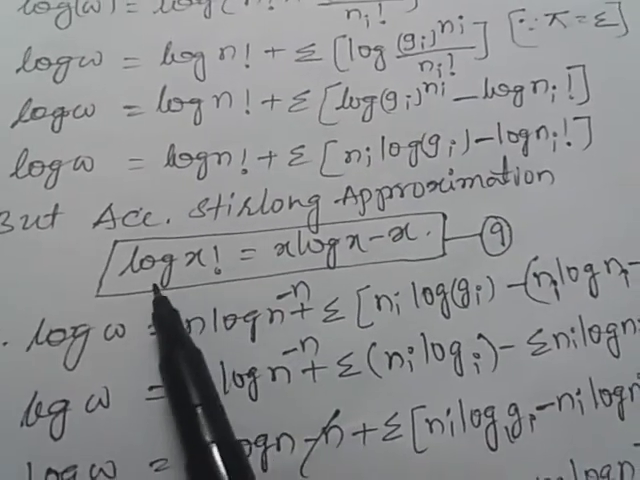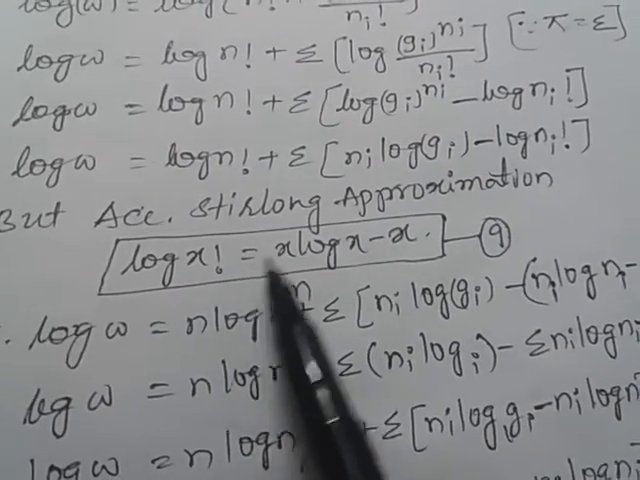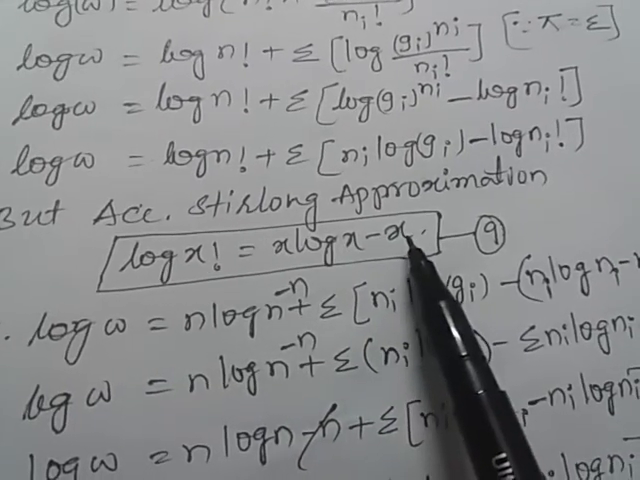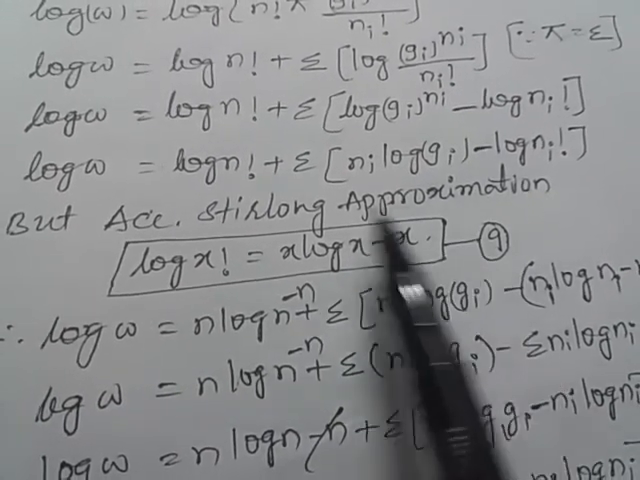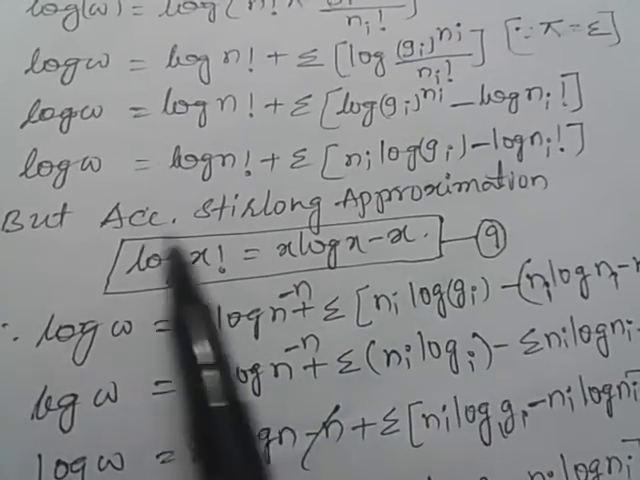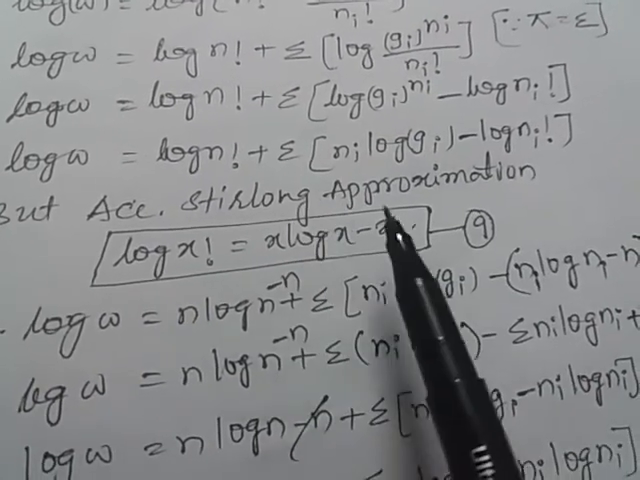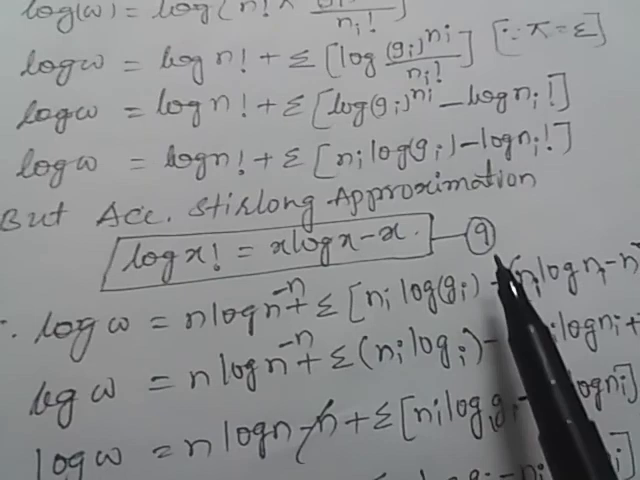But according to the Stirling approximation, the scientist Stirling determined a mathematical approximation formula. According to that, log x factorial can be written as x log x minus x. Remember this, students, because if you forget this, we are unable to derive the equation. So this is equation 9.